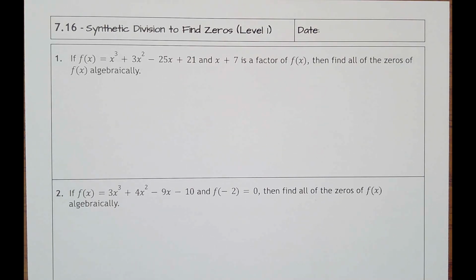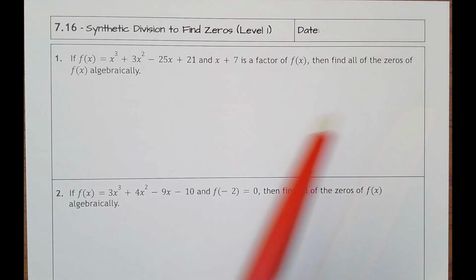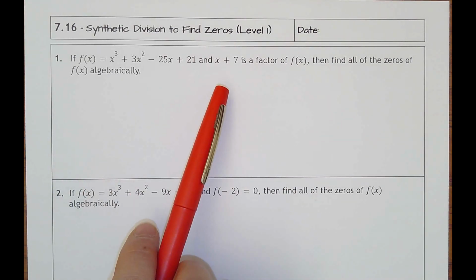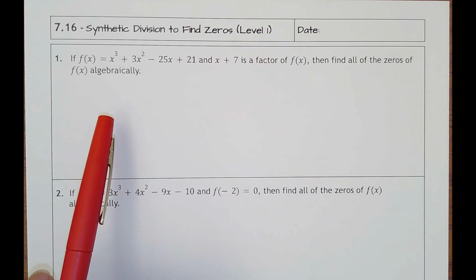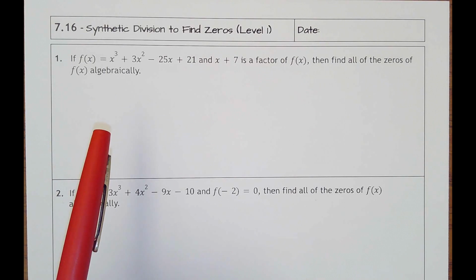716 is using synthetic division to find the zeros. So if f of x equals this polynomial and x plus 7 is a factor of f of x, then find all the zeros algebraically. And so we want to think about zeros are found by factoring.